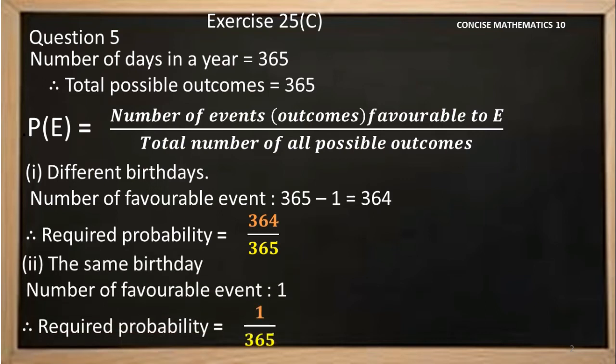So they both can have the birthday on the same day. That means there is no choice. Both can have a birthday on the same day means it is only one day, and the probability is 1 by 365.